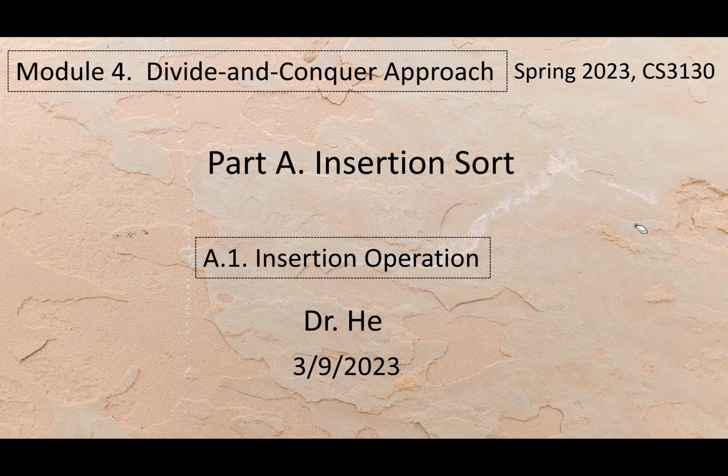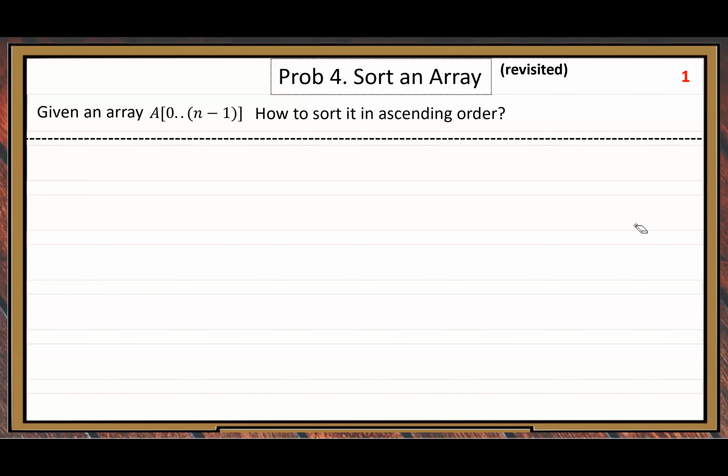Another sorting algorithm, insertion. A special property for this algorithm, the insertion method. 8.1, insertion operation. The problem is our old problem number 4, sort an array. Revisit it. But this time, we will discover some new property, and when we apply this new property, we will have a new solution.